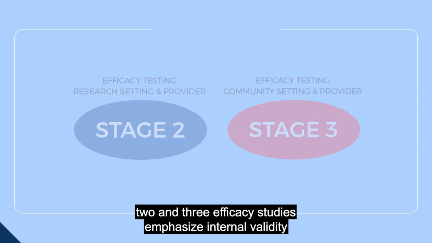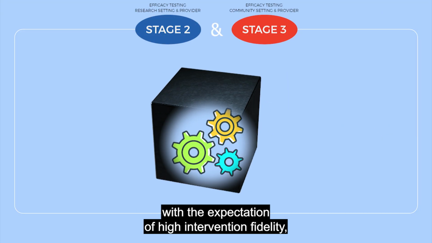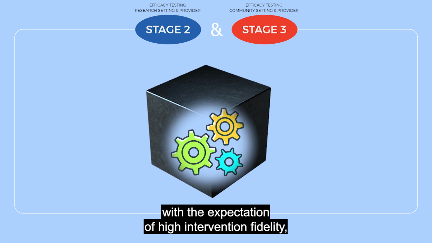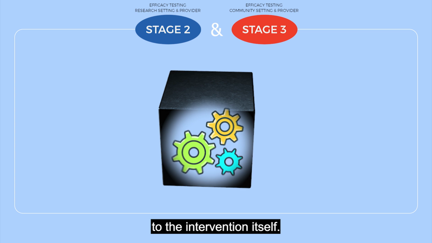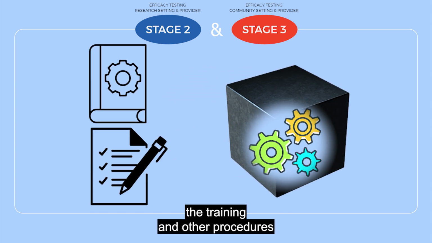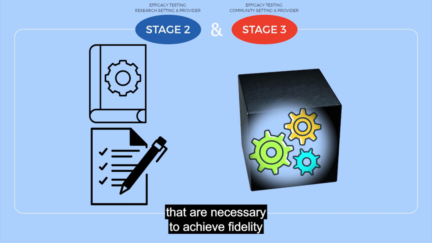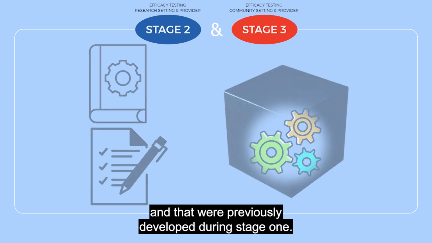Both Stage 2 and 3 efficacy studies emphasize internal validity, with the expectation of high intervention fidelity, so that study outcomes can be attributed to the intervention itself. Also, Stage 2 and 3 studies test the training and other procedures that are necessary to achieve fidelity, and that were previously developed during Stage 1.